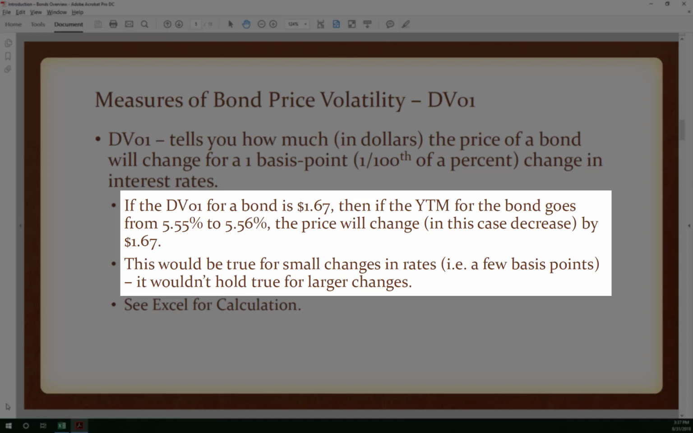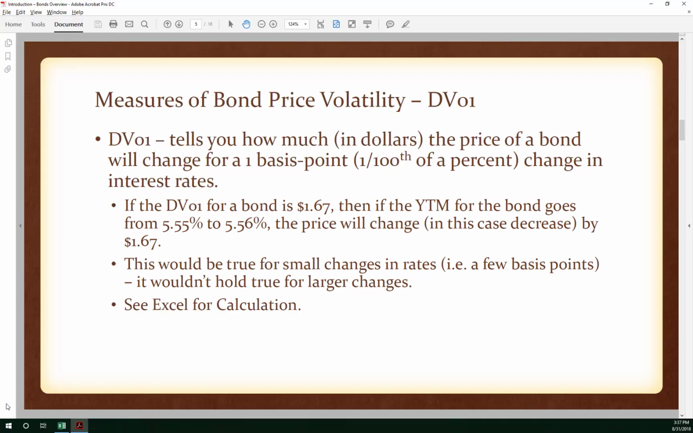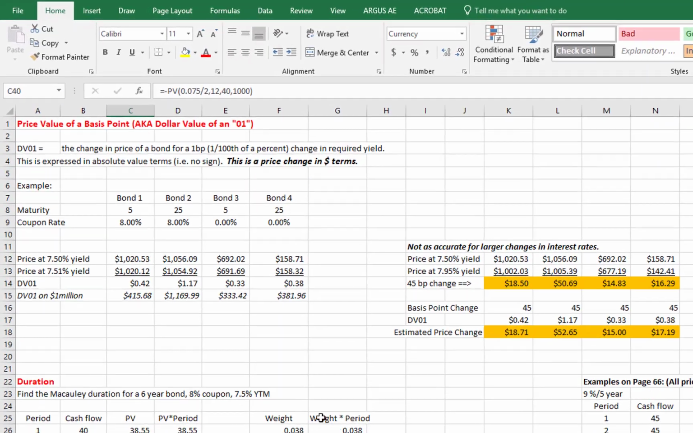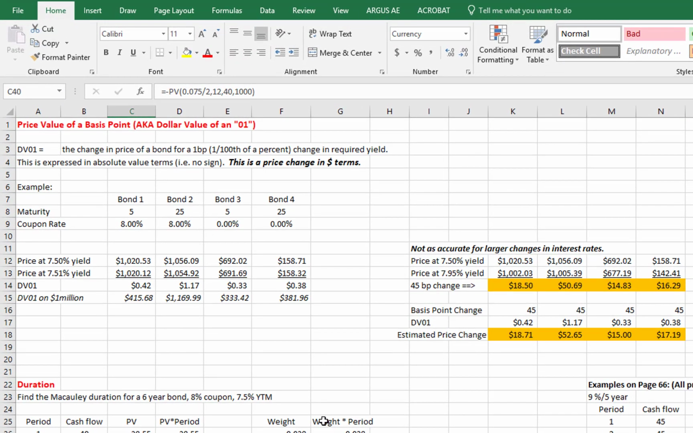Now this is going to be true for small changes in interest rates, so that is for just a few basis points, 1, 2, 5, maybe up to 10 basis points. If we start moving beyond that, we're going to get less and less accurate in terms of calculating price changes based on the DV01. So let's just go to Excel real quick and look at the calculation for a DV01. And we'll start up here at the top and look at some bonds. The base price, we're going to assume an initial yield of 7.5%.